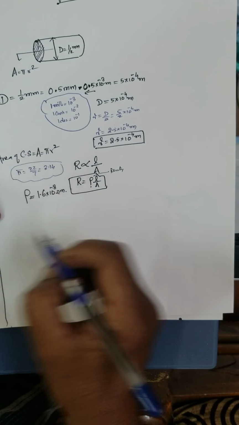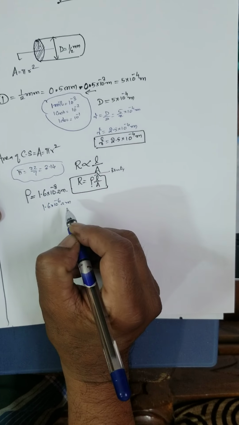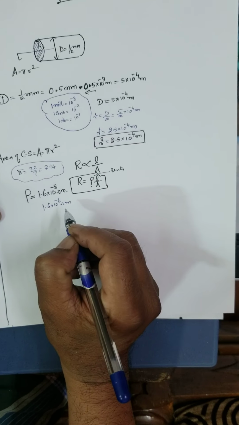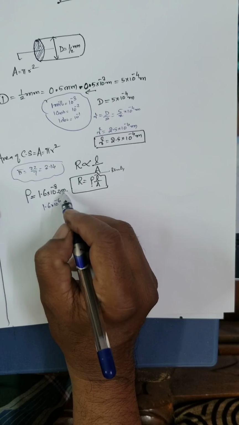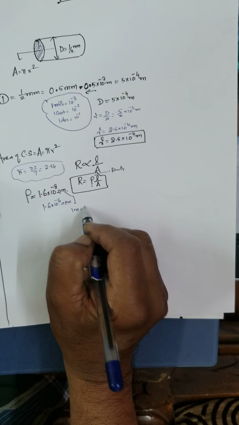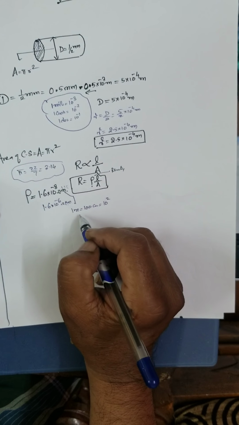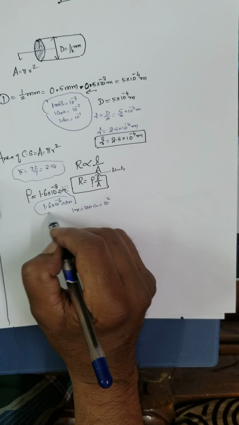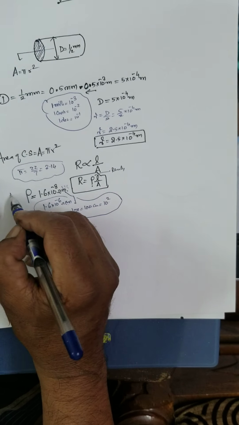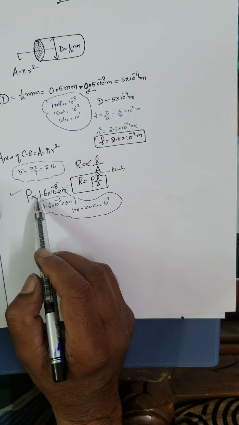Some textbooks give 1.6 into 10 to the power of minus 6 ohm centimeter, because 1 meter is 100 centimeter or 10 to the power of 2. Here it is in the meter. Now 10 to the power of minus 8 here, or 10 to the power of minus 6. They will give this way also, right? But I'm working this problem in the SI unit only.